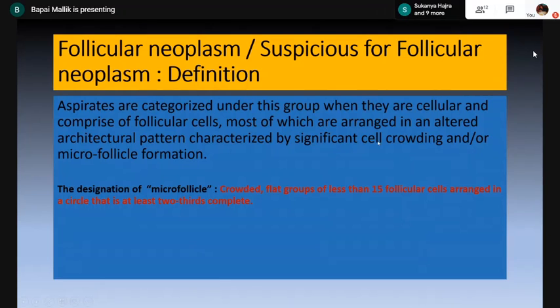This is characterized by significant cell crowding and or microfollicle formation. So what exactly is a microfollicle? A microfollicle is, and this is important, a crowded, flat group of less than 15 follicular cells which are arranged in a circle that is at least two-thirds complete. So this is the definition of microfollicle which you should use.